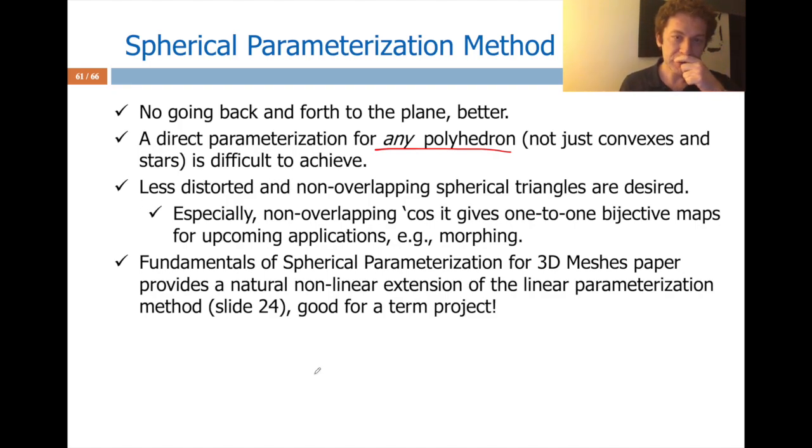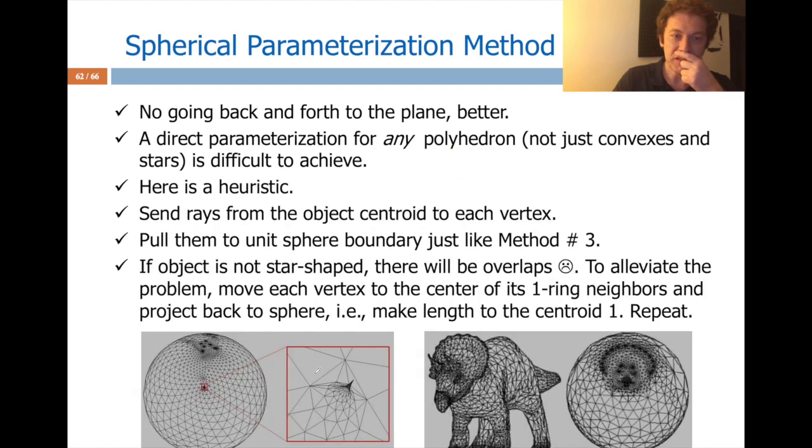There are some heuristics, and I will just give one of them. How can we live with this configuration? Send rays from the object center to each vertex, just like we did. Pull them to the unit sphere, just like method 3. Now, if the object is not star-shaped, then there will be overlaps.